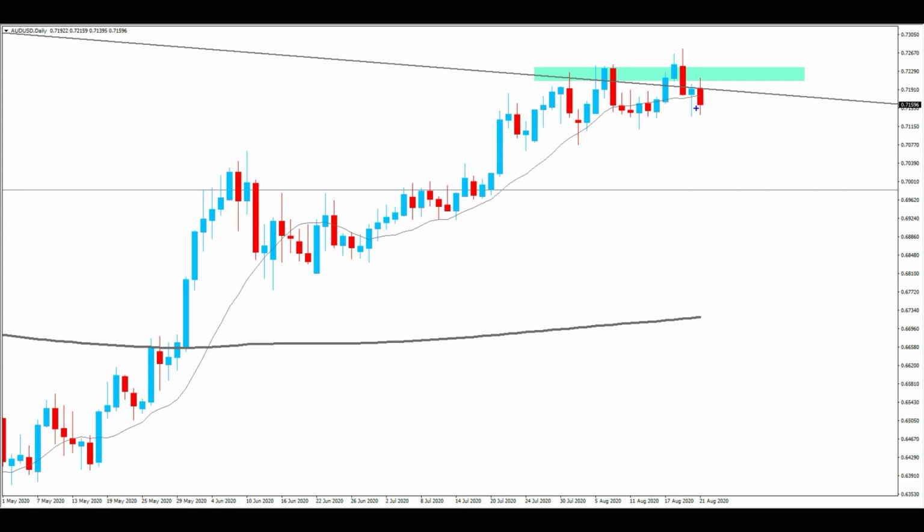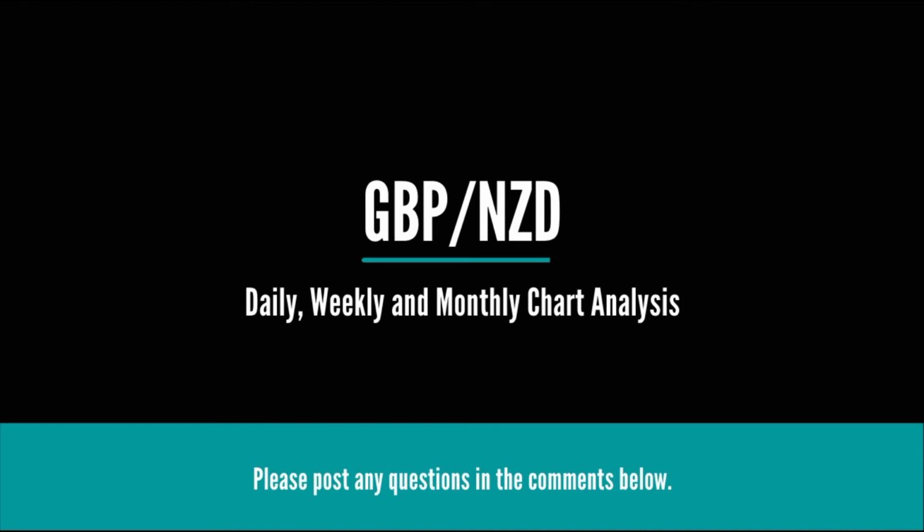So again, for entries, looking for either a retest of this area or for price to continue and have some pullbacks for us to get into. Okay, so let's move on to GBP NZD.